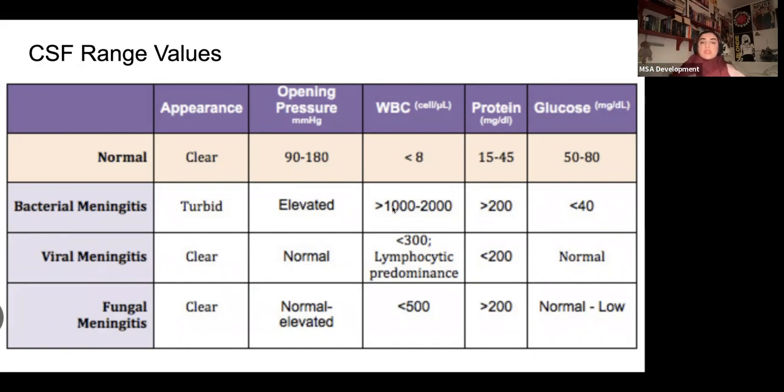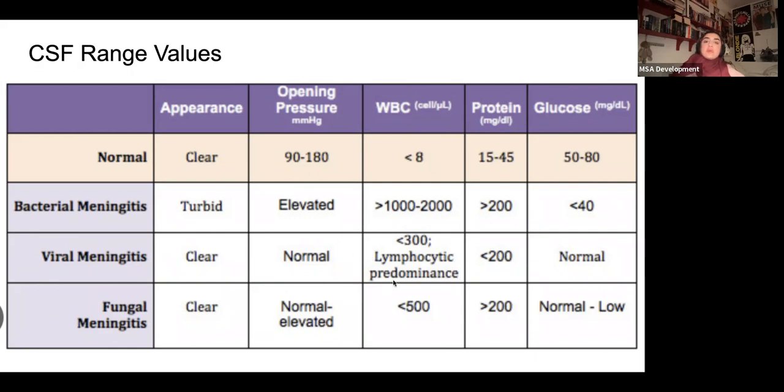We know the white blood cells, especially high in neutrophils, are more prominent in bacterial meningitis. The protein is high because of the production by the bacteria, and the glucose is going to be low because the bacteria are eating the sugar to do their job, basically. Whereas in viral meningitis, we're going to have clear CSF. The opening pressure may be normal.